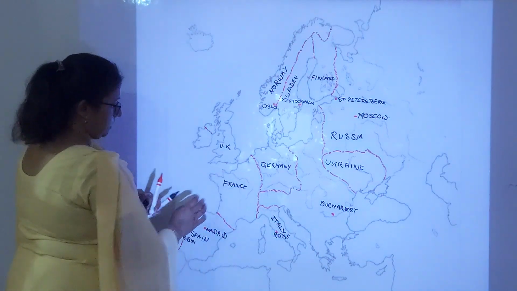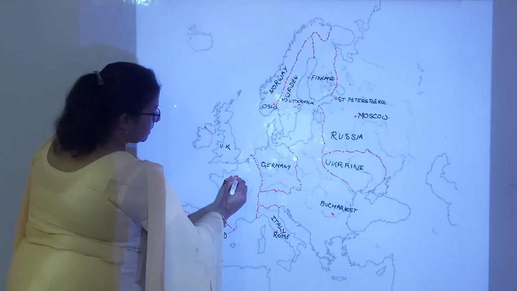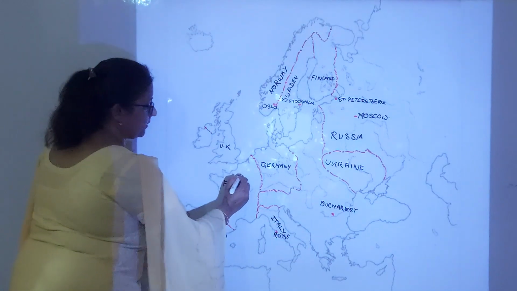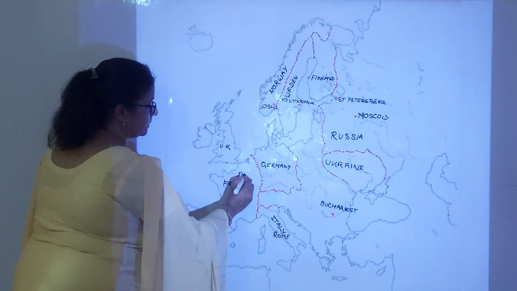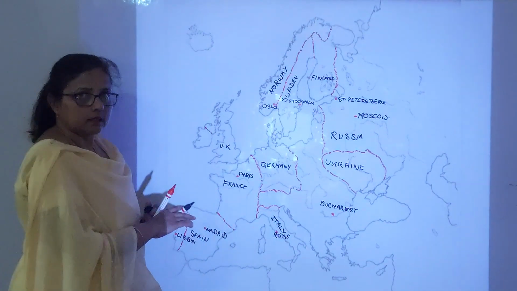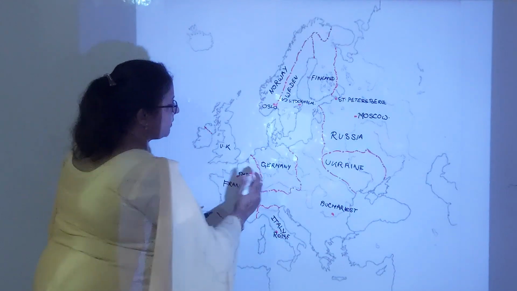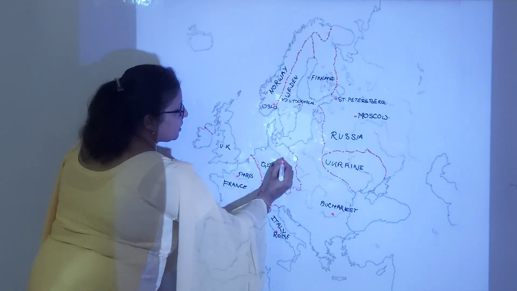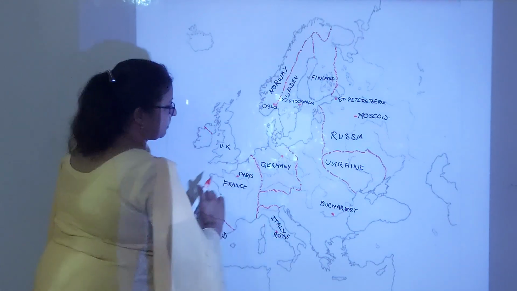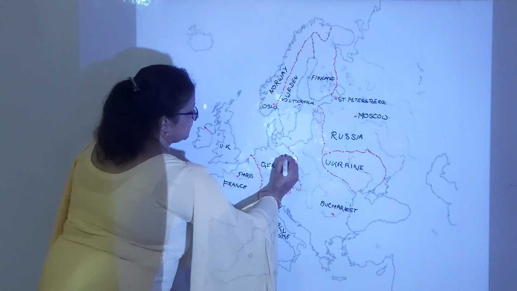Moving towards the north, an important city and the capital of France, that is Paris, a place which is known for stylish people. And here we have the capital of Germany along the river Elbe. It is Berlin.